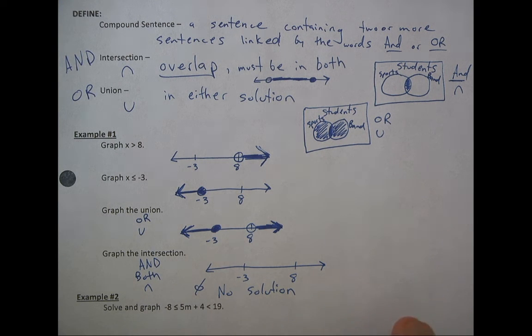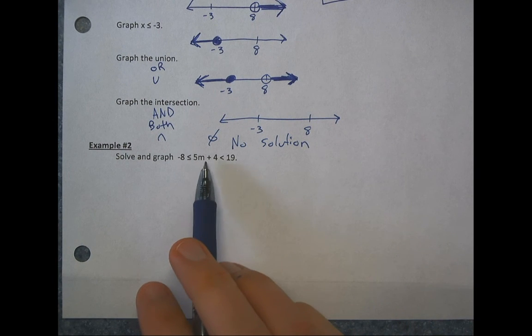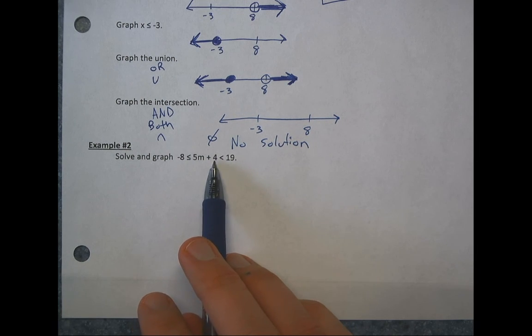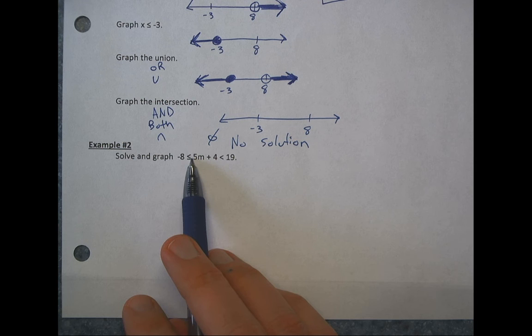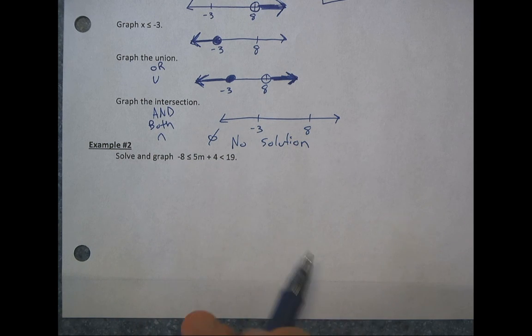All right, let's take a look at example number 2. So we're going to solve and graph this. This is the first time we're seeing two inequalities written in one sentence. So we're really looking at this expression, 5m plus 4, and we want to know when is it greater than or equal to -8 and less than 19.